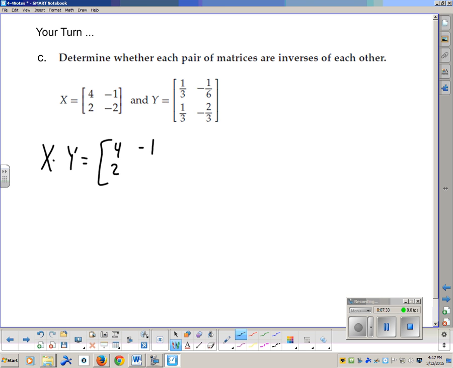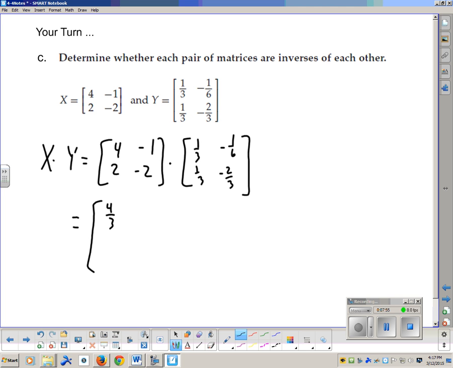So 4, negative 1, 2, negative 2. Going to multiply by 1/3, negative 1/6, 1/3, negative 2/3. So multiplying those, remember we're looking for it to be 1, 0, 0, 1. So row 1, column 1 here, so 4 times 1/3 is 4/3. Negative 1 times 1/3 is a negative 1/3. Row 1, column 2 here, 4 times a negative 1/6 gives me a negative 4/6, which reduces down to a negative 2/3. And then negative 1 times a negative 2/3 ends up being 2/3.